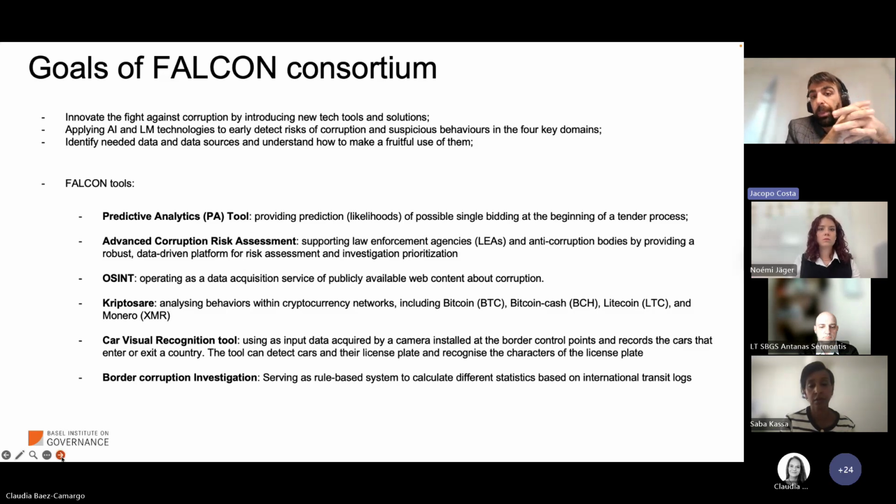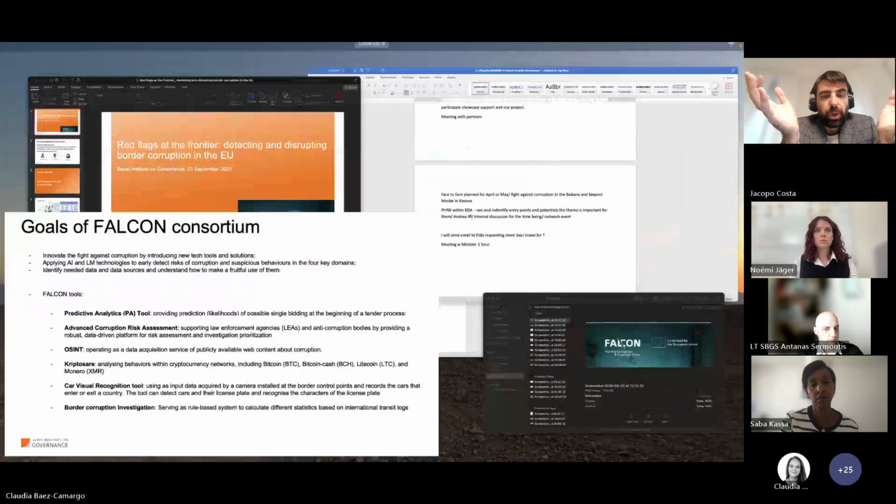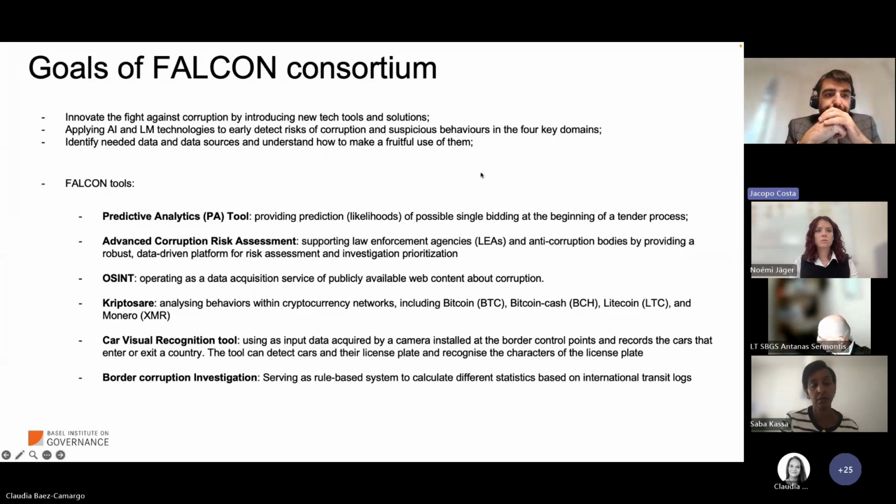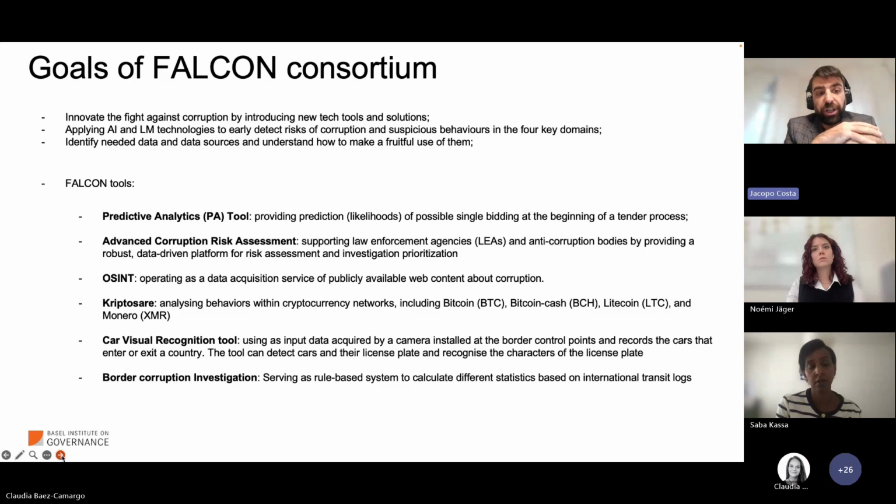One of the most important components of this research project is identifying the data that we need and the data sources, and understanding how to make a fruitful use of the information and data that we have and can obtain. At the stage where we are now with the FALCON consortium, we have just concluded the 2nd year and entered the 3rd year of the project. Our technical partners have already designed and started to implement some tools.